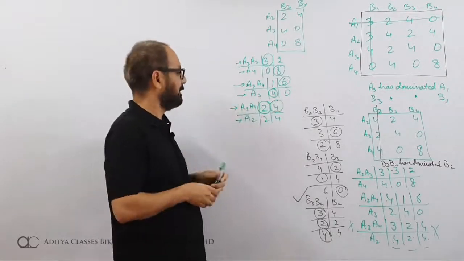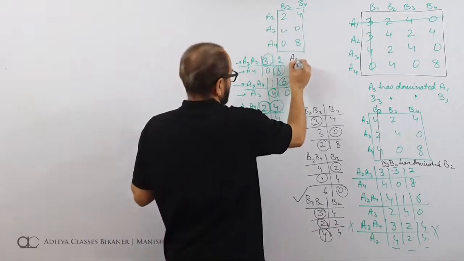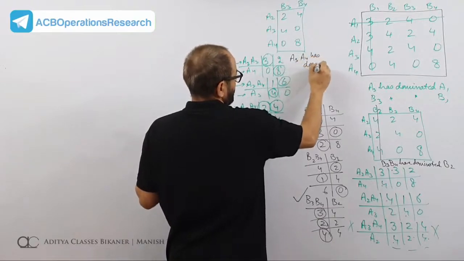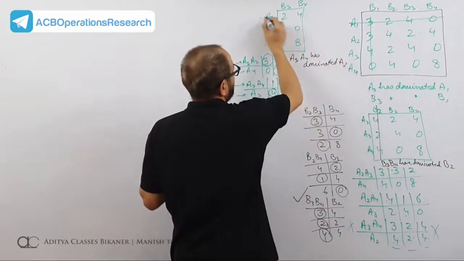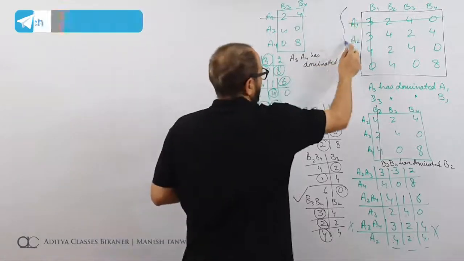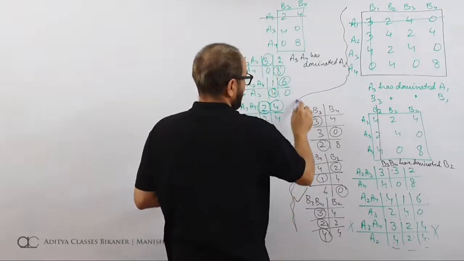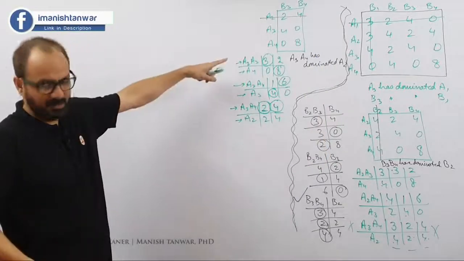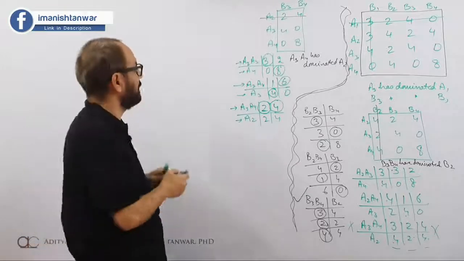making it A3. Now what can I say for this? A3, A4 has dominated A2. A2 is also out, and incidentally my game is down to 2 by 2. Can I go ahead and solve this?